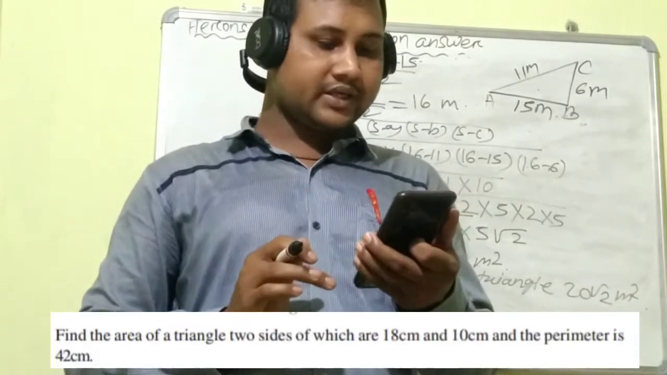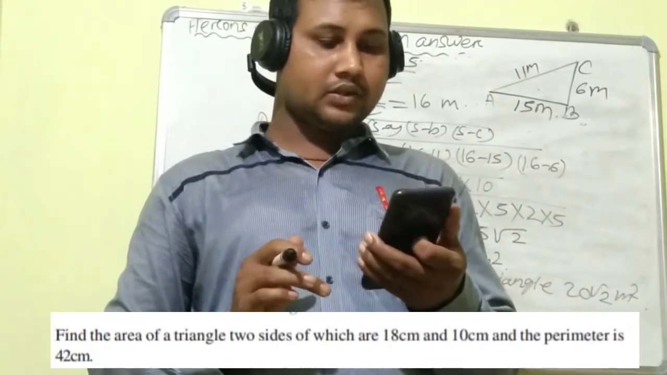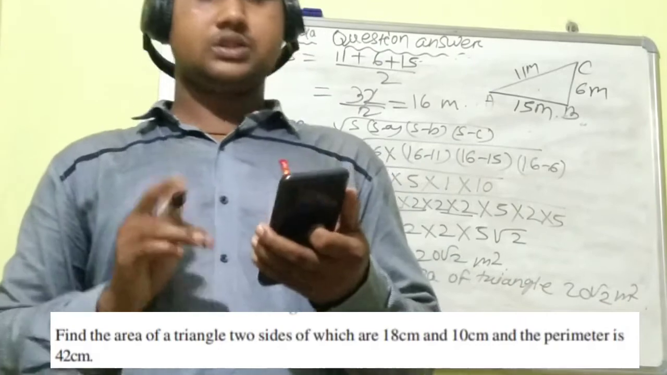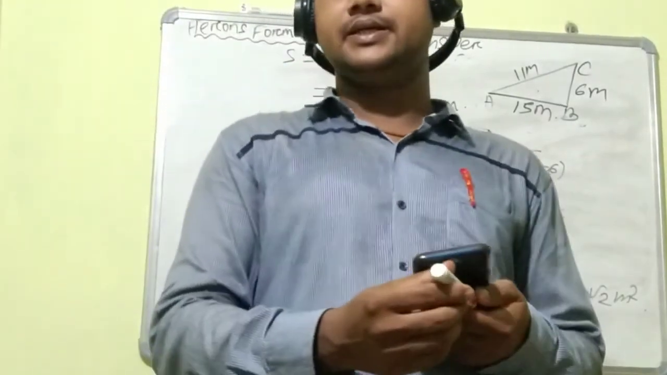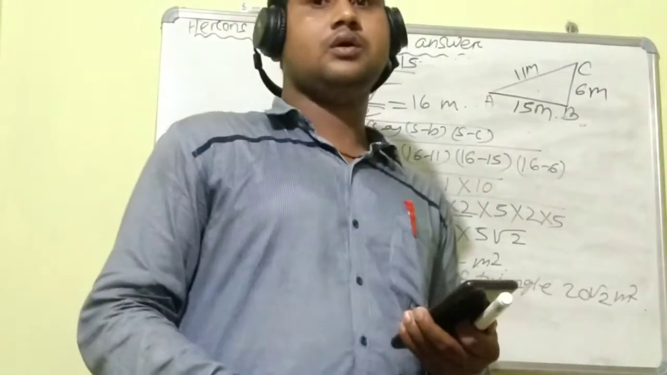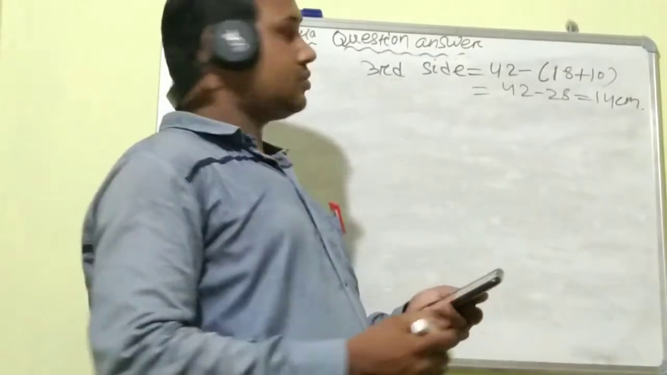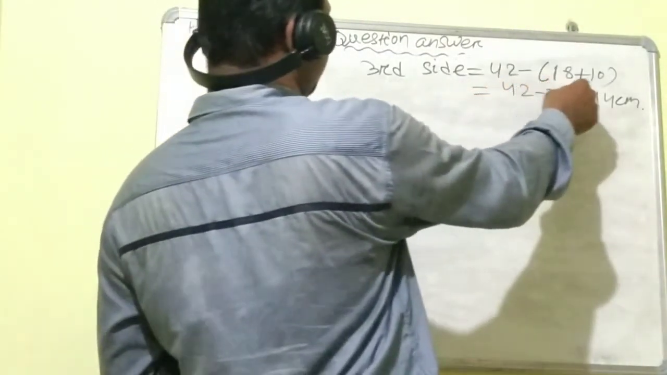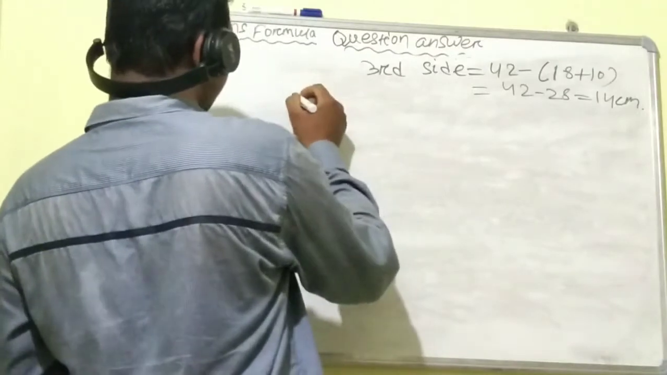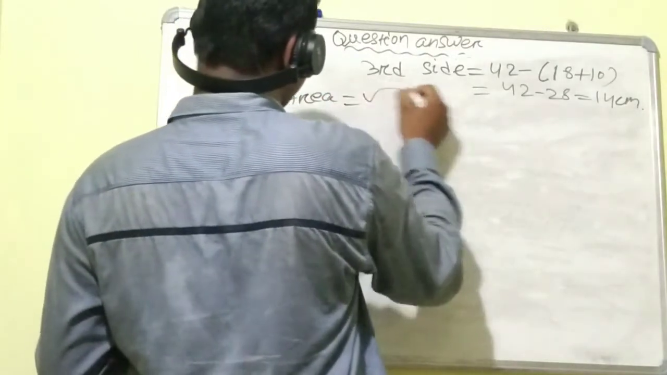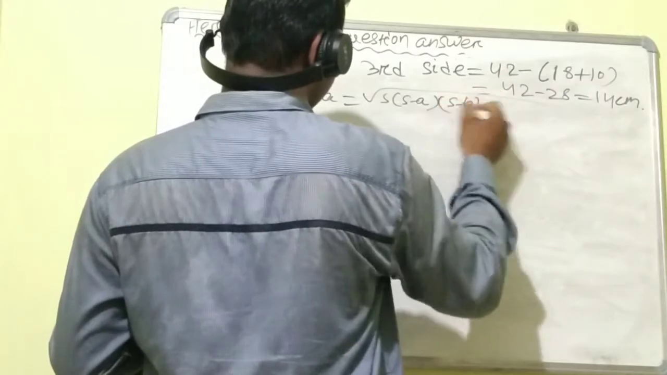Find the area of a triangle two sides of which are 18 cm and 10 cm and the perimeter is given 42 cm. So two sides given and perimeter is given, then I will have to find out the third side, which is equal to the perimeter value minus the sum of the two sides. So here third side equal to 42 minus the sum of the two sides, that is equal to 14 cm. Now we will apply Heron's formula to find out area, that is area equal to root of s into s minus a, s minus b and s minus c.